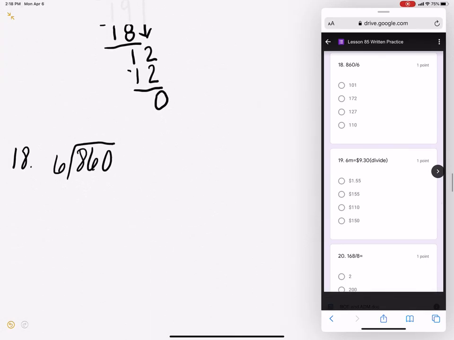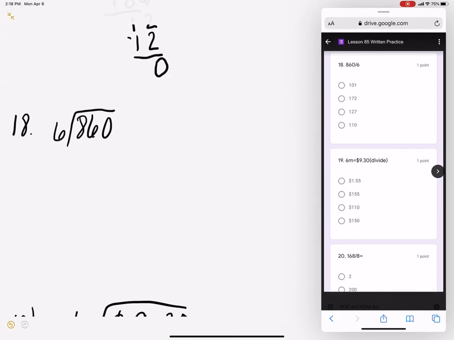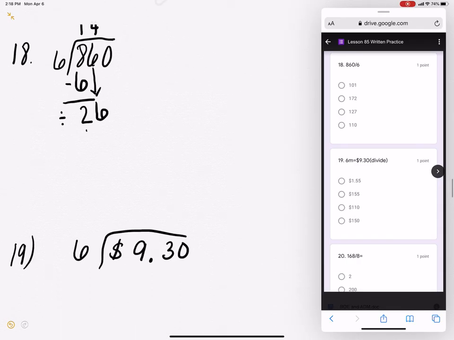Number 18, another division problem. 860 divided by 6. 6 will go into 8 one time. 1 times 6 is 6. 8 minus 6 is 2. Bring down the next digit, so 6. Now we're dividing 26 divided by 6. 6 times 4 is 24. Subtract. 6 minus 4 is 2.